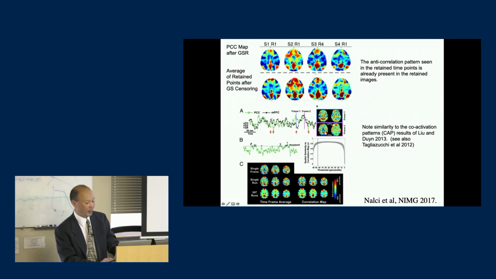This is very related to some work done by Xiao Liu and Jeff Dunn's group, where they've, this thing called CAPS, or coactivation patterns, where I think they were really the first to show that there is just the information. So this is a single frame, this is a single run, this is 247 runs, that this time frame average that they obtained basically can capture what's in the correlation map. Okay? So the idea is that it appears that the brain is just visiting these states that are really driving the correlation maps. And if you just look at those states, that might be a better way of looking at the brain. All right? So that's sort of a little bit about global signal regression.